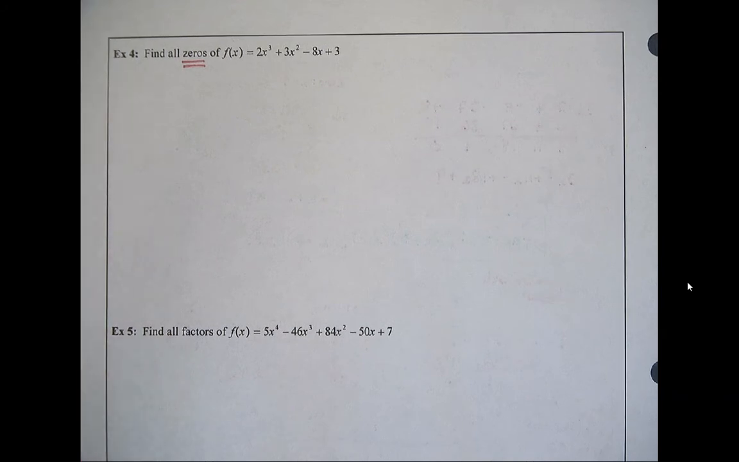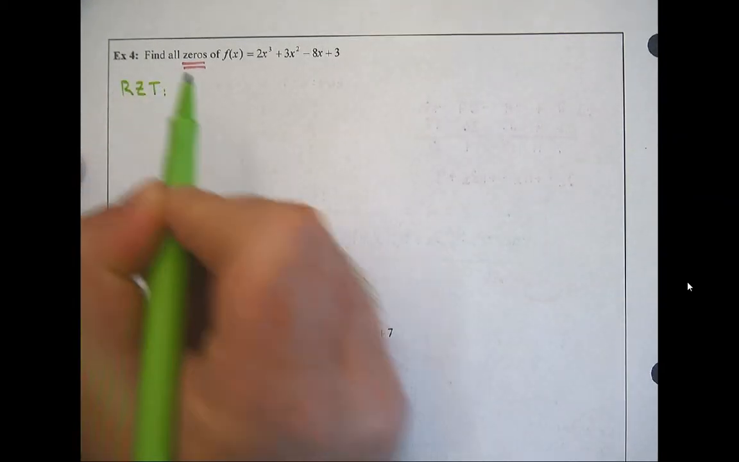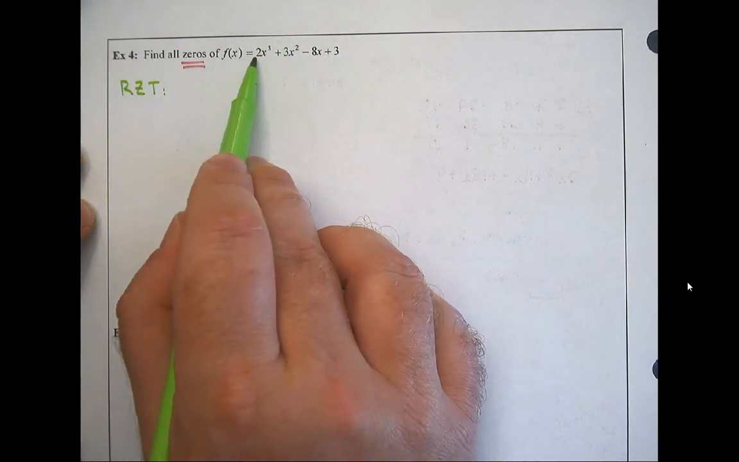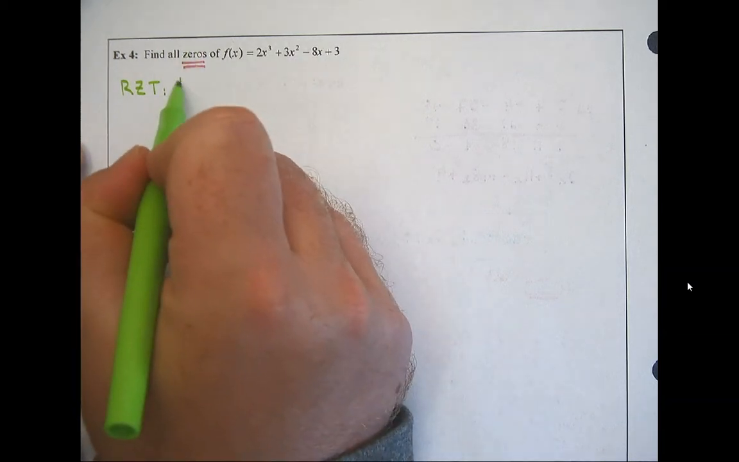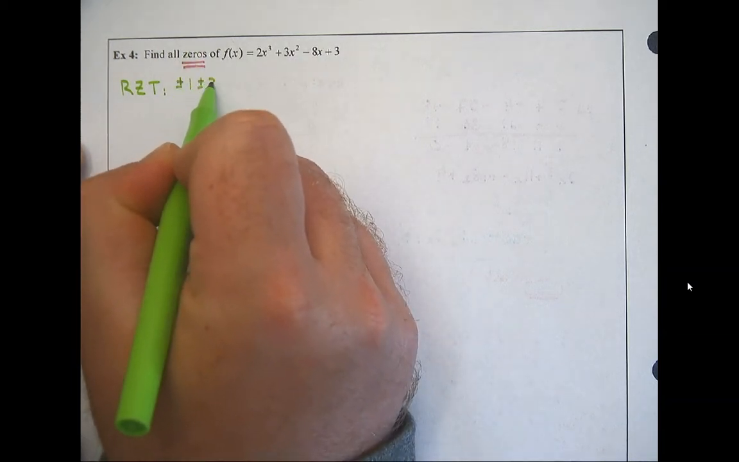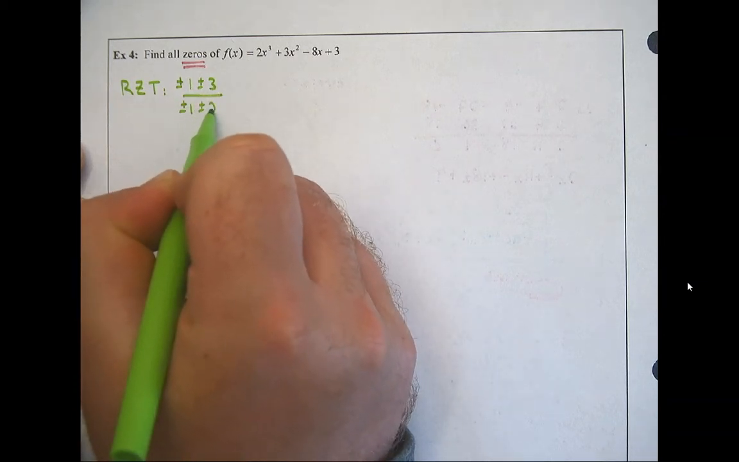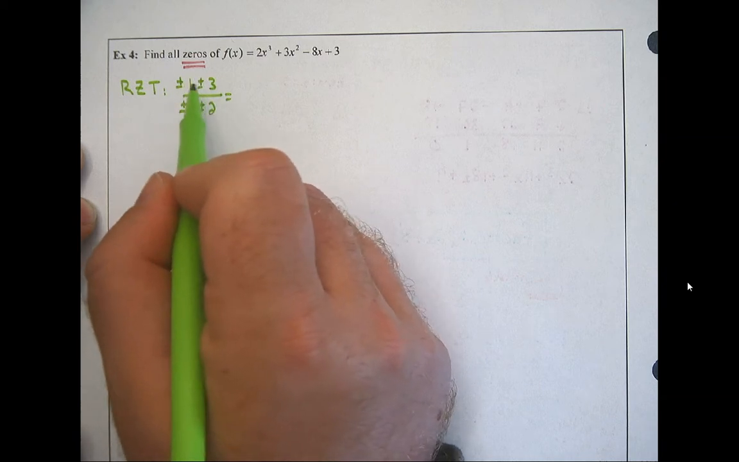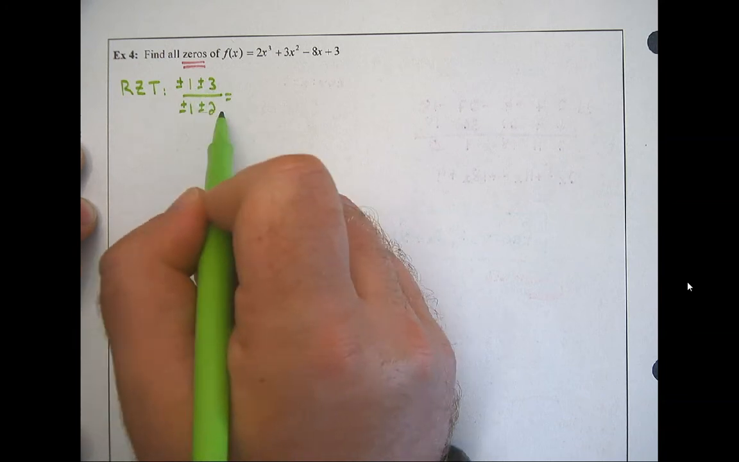So that means we want to make a list of all the numbers that might work. That's what we call the rational zero test. So the RZT would be all the factors of the constant divided by the factors of the coefficient. The factors of the constant are 3 and 1, so that's plus or minus 1, plus or minus 3, over the factors of 2, which are plus or minus 1, plus or minus 2. Now that's not the list. That's what we use to generate the list. Then to generate the actual list, we take the numerator divided by everything on the denominator.